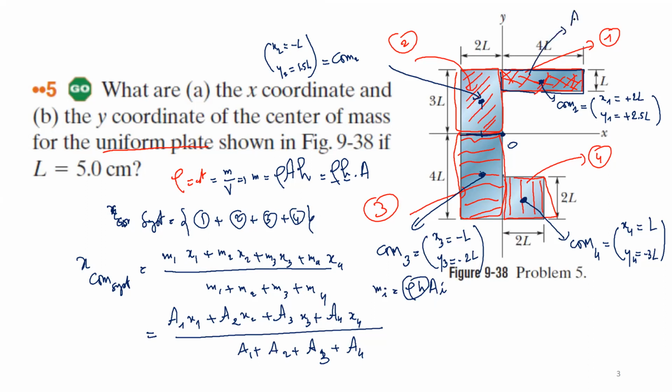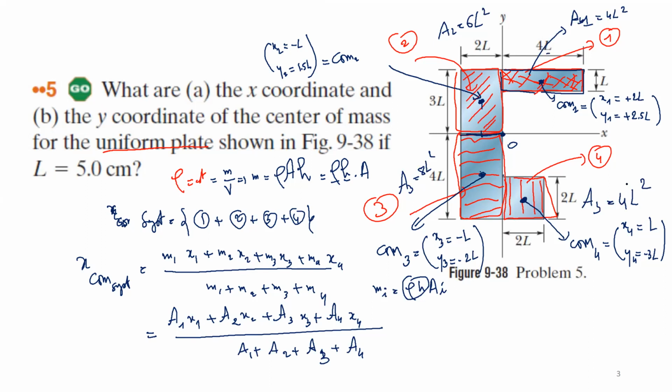What is the area of 1? It's 4L multiplied by L, so it will be 4L squared. What is the area of 2? It's 3L multiplied by 2L, so it will be 6L squared. What is the area of 3? 4L multiplied by 2L. It will be 8L squared. And the area of 4 is just 2L multiplied by 2L, so it will be 4L squared.